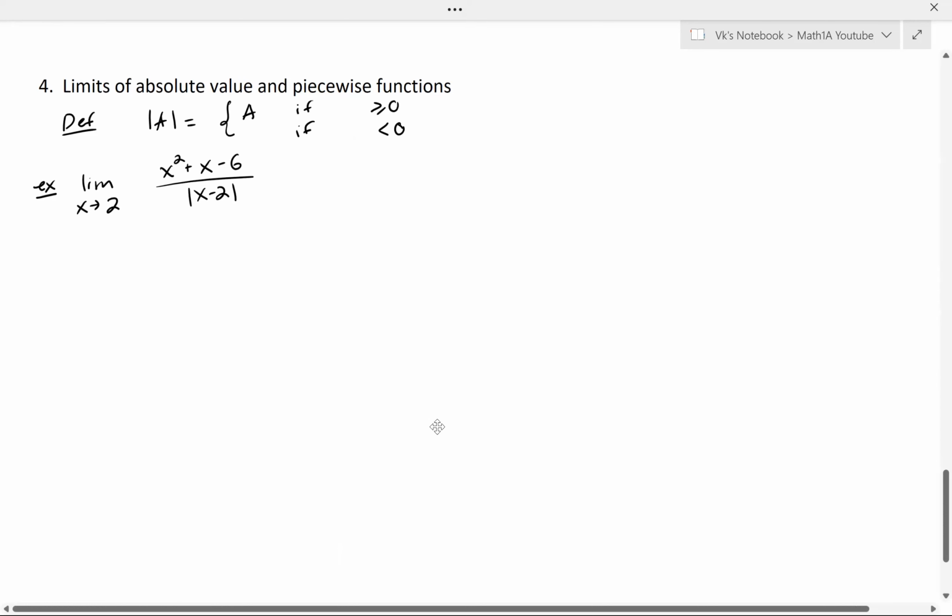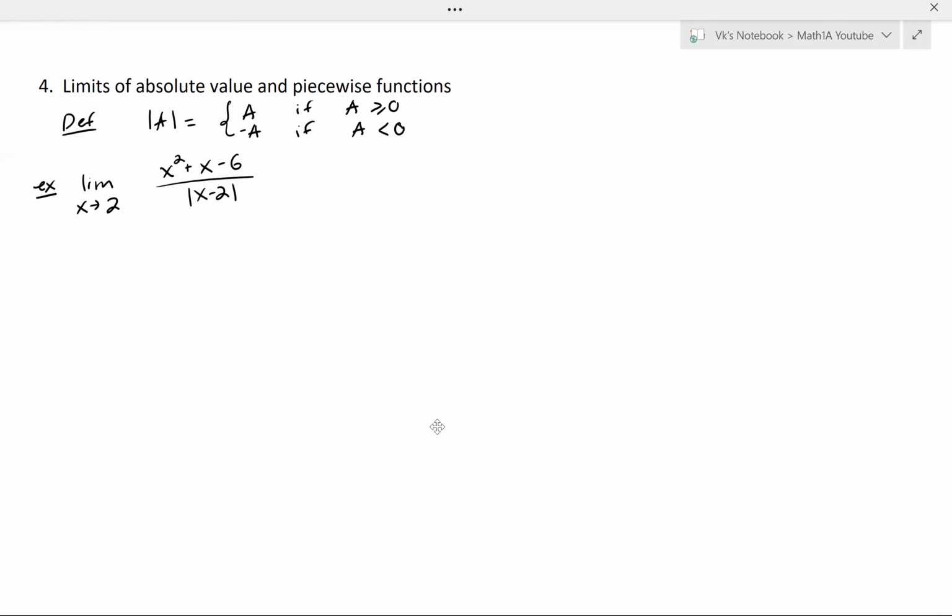So it's a if a is greater than or equal to 0, minus a if a is less than 0. And use this definition to rewrite the absolute value function as a piecewise function. From here, we know that the absolute value of x squared plus x minus 6 over x minus 2, we can divide into two pieces.